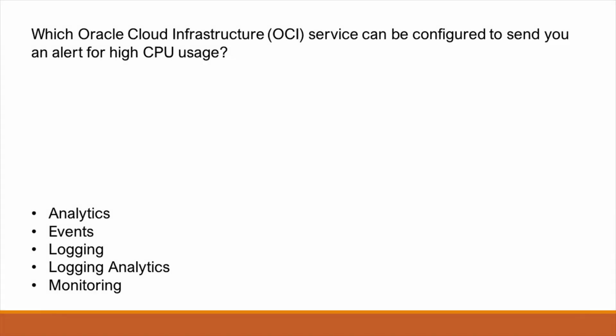Let's talk about this question. Which Oracle Cloud Infrastructure, OCI, service can be configured to send you an alert for high CPU usage? Options we have for this question are Analytics, Events, Logging, Logging Analytics, Monitoring. Solution: the correct answer for this question is option 5, Monitoring, because the Monitoring service uses metrics to monitor resources and alarms to notify you when these metrics meet specified alarm triggers.